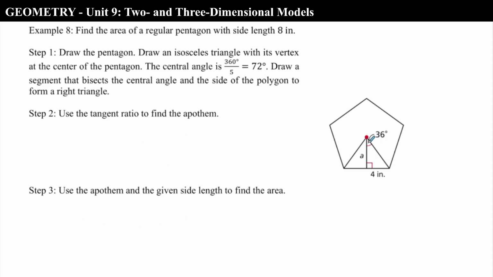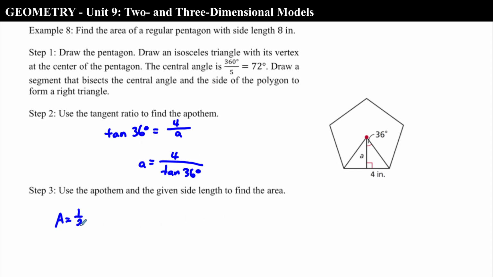So we're going to use tangent, opposite over adjacent. So our tangent of 36 degrees is going to be equal to the opposite, which is 4, over the adjacent, which is a. And then we're going to rearrange this in terms of a. So our apothem is going to be 4 over the tangent of 36 degrees. And we're going to leave it that way. And we'll plug it into our area formula, like that.